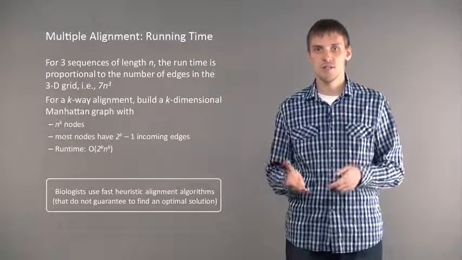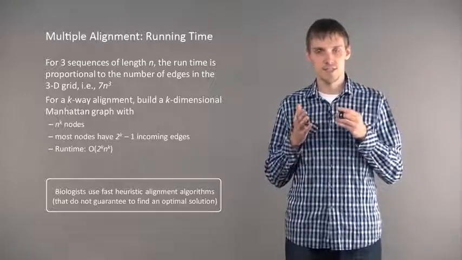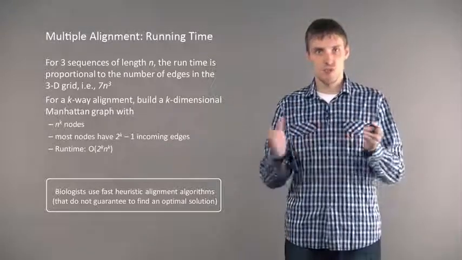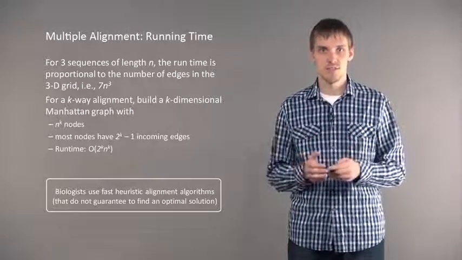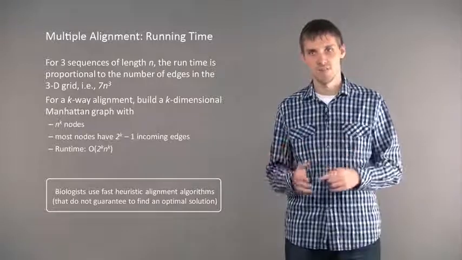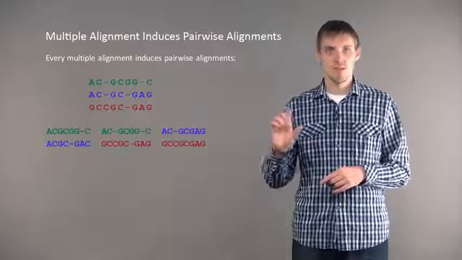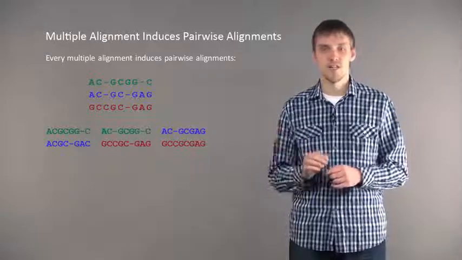They do not guarantee to find optimal solutions, but they guarantee that the algorithm will finish in a meaningful time. Let's discuss a few heuristics which will help us to find multiple alignment in a more feasible way. Every multiple alignment induces pairwise alignment.